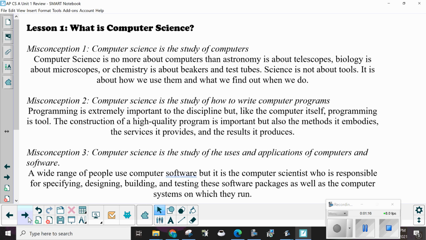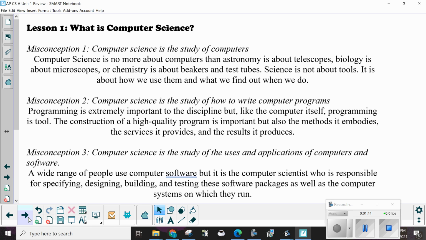A second misconception is that computer science is the study of how to write computer programs. While programming is extremely important to the discipline, like the computer itself, programming is a tool. The construction of a high-quality program is important, but the methods it embodies, the services it provides, and the results it produces are also important.